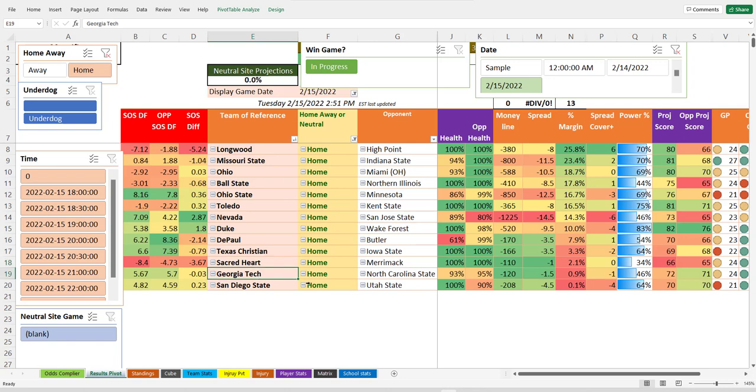Georgia Tech, slight injuries here for both teams, but they're at home. It's a very close game. Its line's right along where it should be. San Diego State injured Utah State, but it's minus 200. Rough board. Jeez.